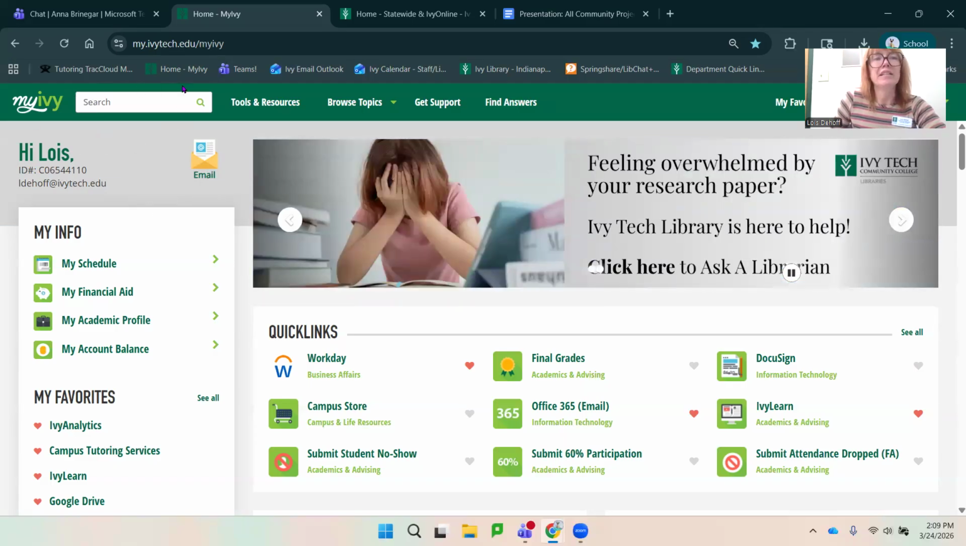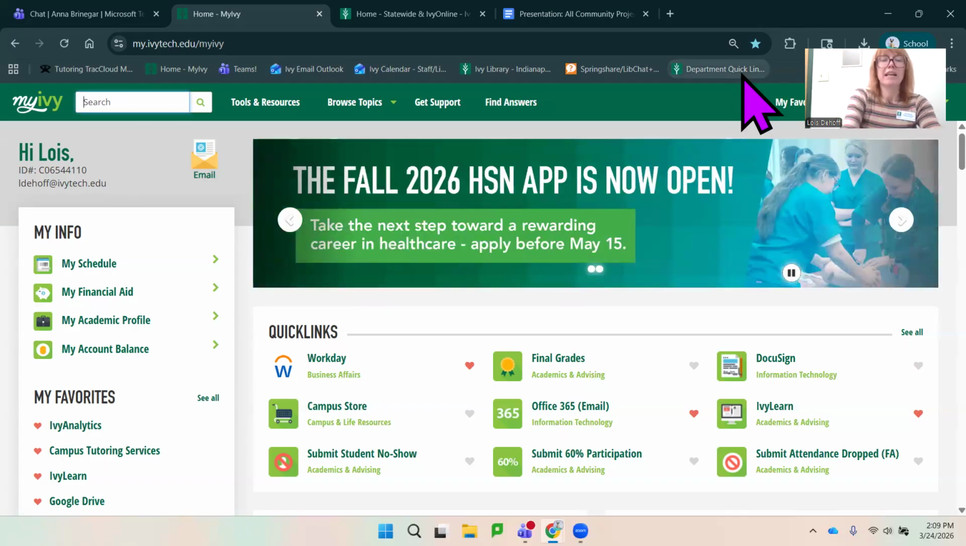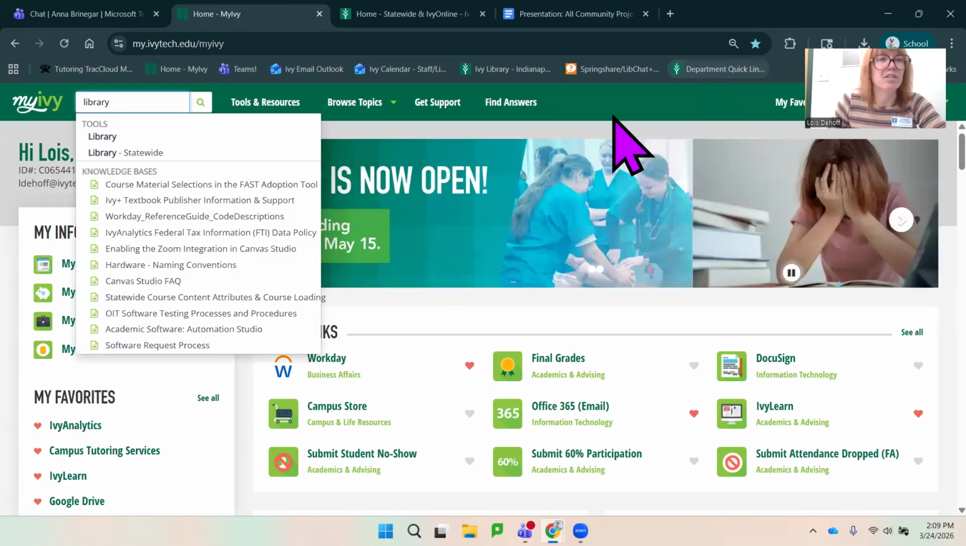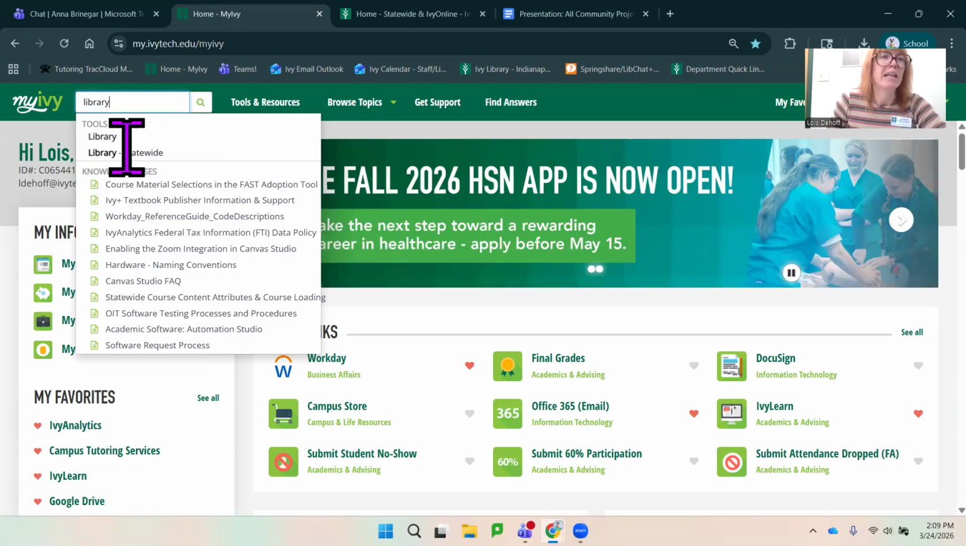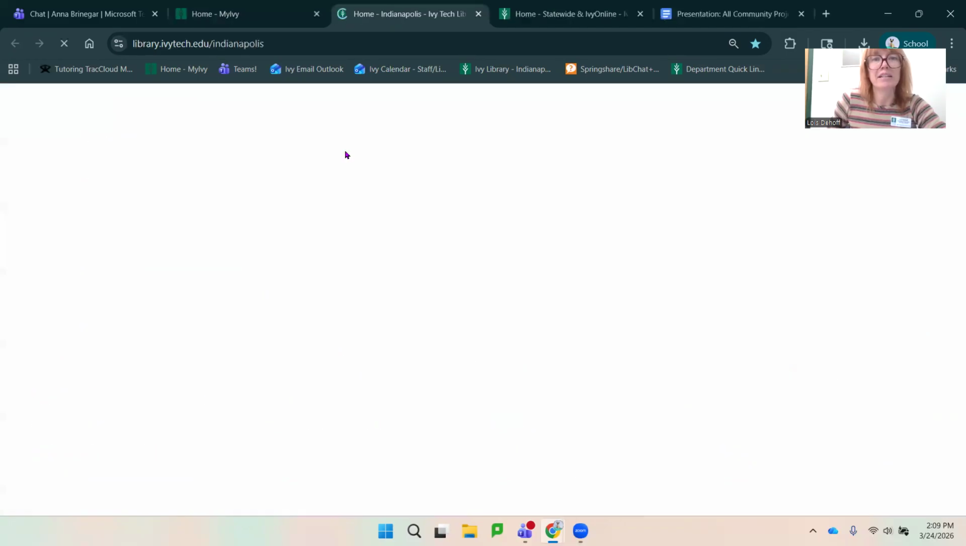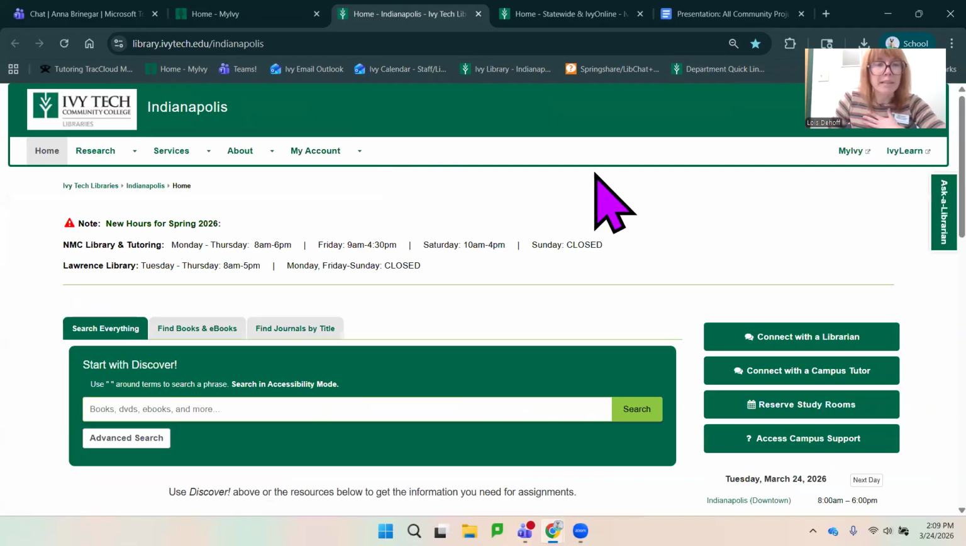Up here in the top left-hand corner in the search box, if you type in library, you're going to get two different results. You're going to have library that says nothing beside it, and then library statewide. When I click library with nothing beside it, what comes up is my home campus, which is Indianapolis. This is where I go a lot when I am talking to an Indianapolis-specific audience. I know I might have a handful of people on this call, or people who I send this out to, from Indianapolis.